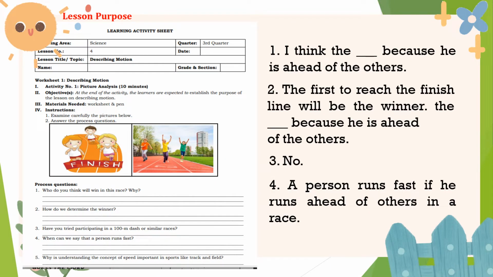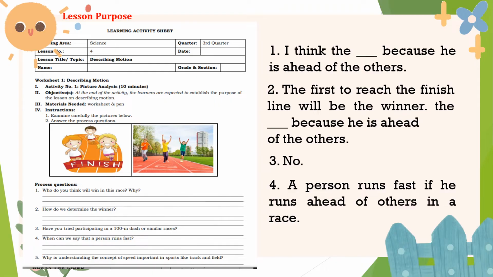This time, let us do worksheet number 1, describing motion picture analysis, and then let us answer the following process questions. 1. Who do you think will win in this race and why? Now for me, I think the boy with orange hair and wearing a yellow t-shirt because he is ahead of the others. Number 2. How do we determine the winner? Now the first to reach the finish line will be the winner. The child with orange hair and wearing a yellow t-shirt because he is ahead of the others.